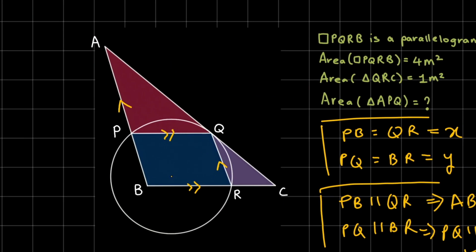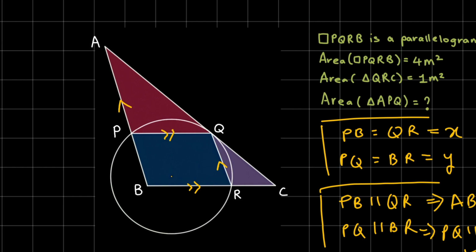So the first pair of parallel lines is AB parallel to QR, and the transversal cutting these two is the line segment AC. We can see here is the first parallel line, here is the second parallel line, and this is the transversal cutting them both. Or we can say a line segment that is meeting both of these parallel lines. So now let us utilize the property of the corresponding angle.